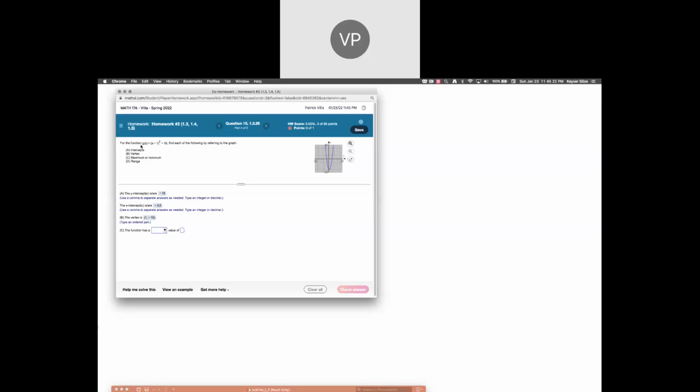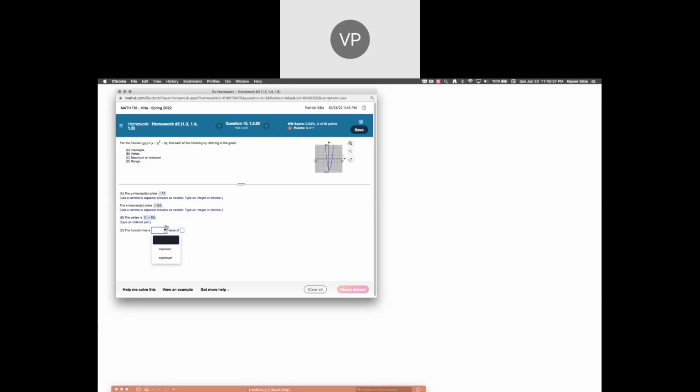Or, remember, this function is already in, what do you call it, vertex form. So you see, opposite of this is +1, and that number is -16, you have it there.